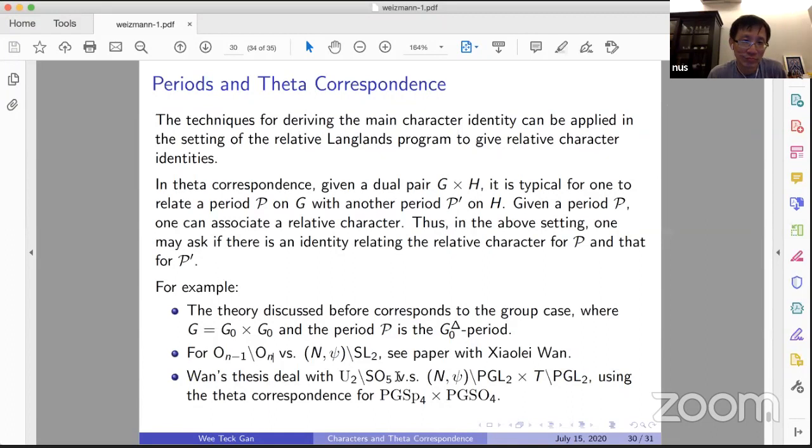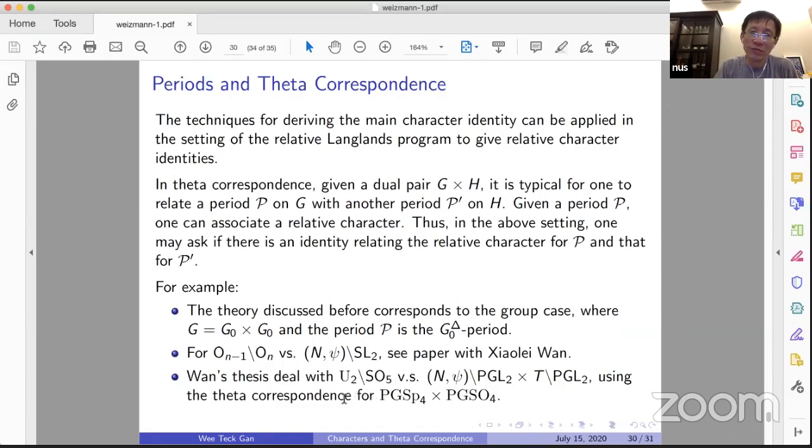No, I understand, but I was asking whether maybe there are certain situations where you don't get this term by term relation. Okay. Yeah, no, I would say the theta correspondence is essentially one-to-one.